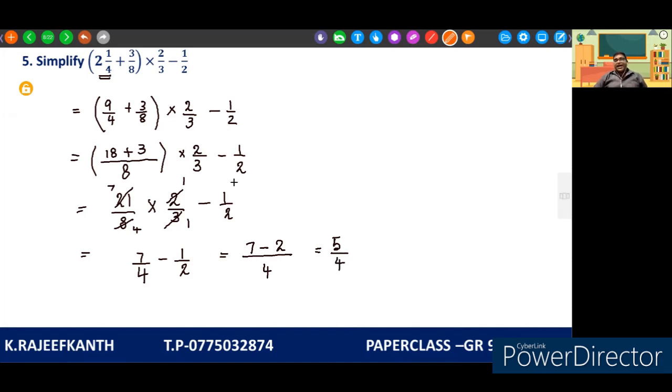When we are giving the answer, we have to write a proper fraction or mixed number. So here we can convert this improper fraction into a mixed number. In 5 there is one 4. Then 4 times 1 is 4, plus 1, 5. Then the answer is 1 and 1/4. Right? Then question number 6.